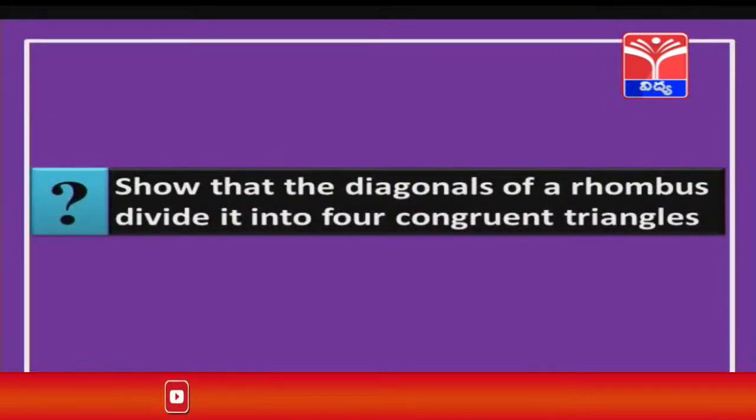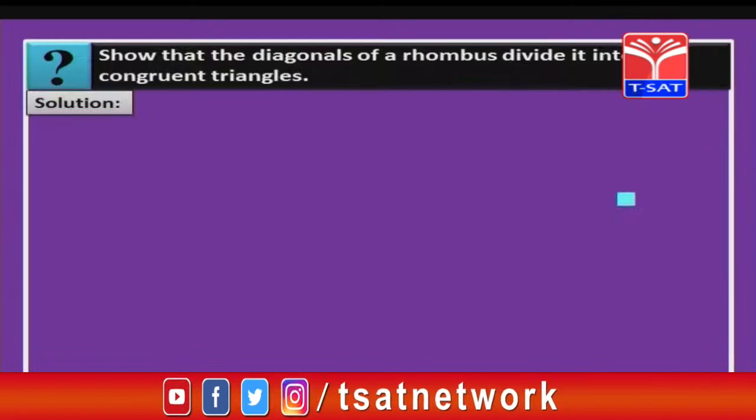Got it, children? So, children, till now we have learnt what actually a quadrilateral is and also the different types of quadrilaterals and also the properties of quadrilaterals as well as parallelograms. Now, let us apply these concepts that we have already learnt in solving a few problems. Let us start with the first problem. Show that the diagonals of a rhombus divide it into 4 congruent triangles.